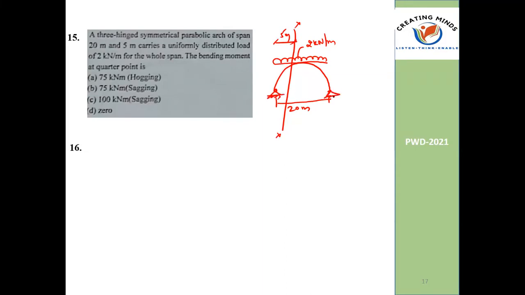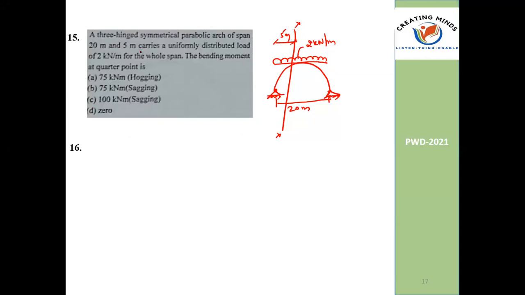Determine the values. Symmetrical parabolic arch, this is very simple. Yes, what is the answer? Any guesses? Someone in the chat box. Yes, D. Why D? It is zero. Why is it zero? Because bending moment is zero everywhere in the arch.